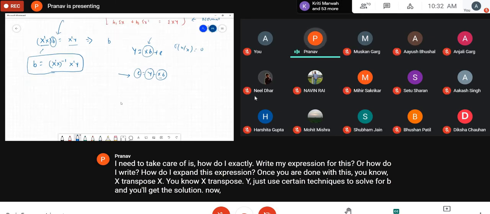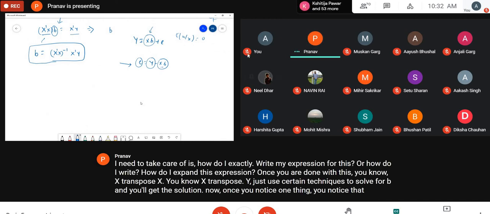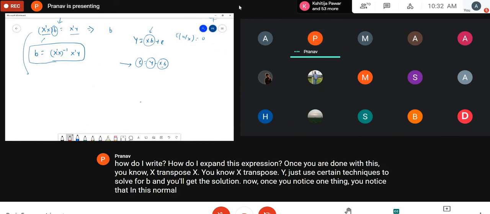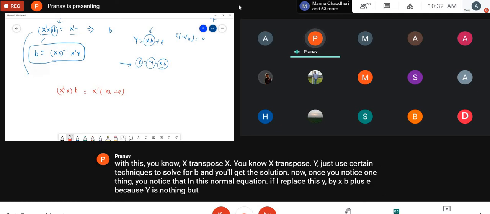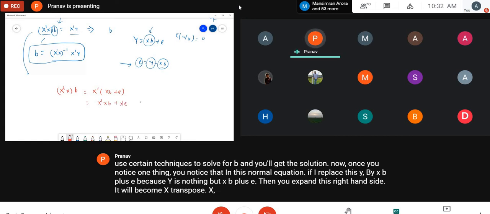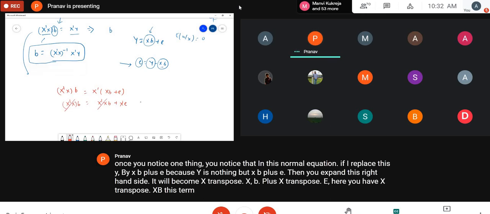Now one thing you notice in this normal equation: if I replace this y by xb plus e, because y is nothing but xb plus e, then you expand this right hand side, it will become x transpose xb plus x transpose e. Here you have x transpose xb on both sides. This term cancels out. So what you get is x transpose e is equal to 0.